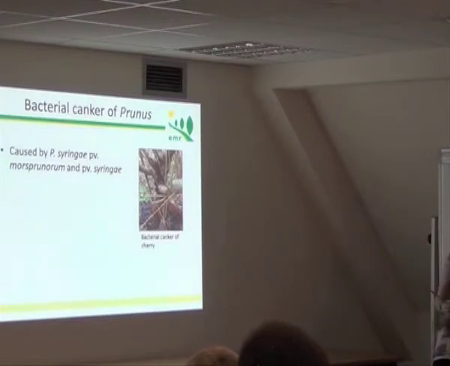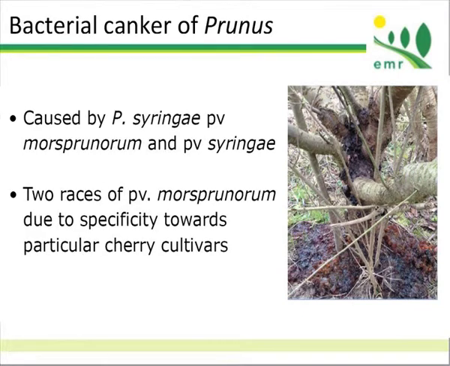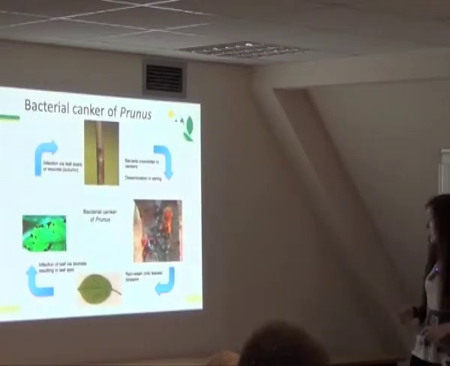Okay, so the disease I'm focusing on is bacterial canker of Prunus, which is caused by two pathovars, morsprunorum and syringae. And there are two races of morsprunorum due to specificity towards particular cherry cultivars. And here's a simplified diagram of the life cycle.